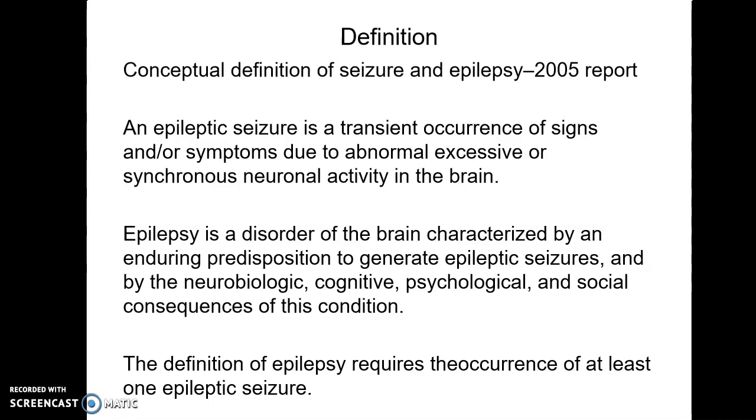The basis behind this condition is various pathologies, and the neurobiologic, that means the biological processes and functions of the neurons in the brain, the cognitive, that means the intellectual and all higher mental functions of the brain, and the psychological and social consequences, which may be altered due to this condition. So to define epilepsy for a particular patient requires the occurrence of at least one epileptic seizure. Without one epileptic seizure, the physician or neurologist will not be able to define it.